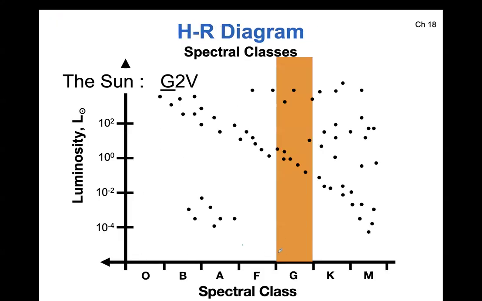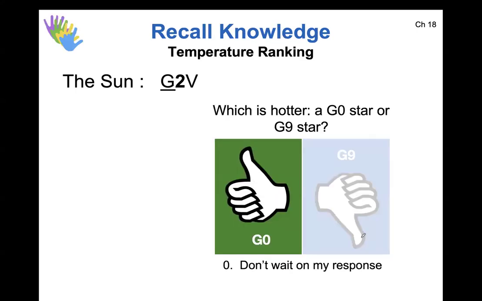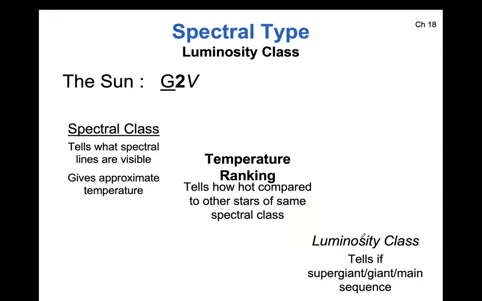Within those different classes, as you move from higher temperature to lower temperature, you move from 0 to 9. Okay, so you're moving to higher numbers. But now finally, the last part of the name, the luminosity class.